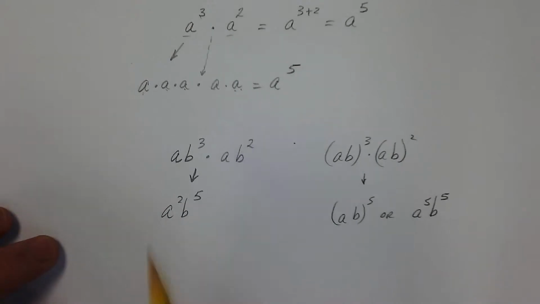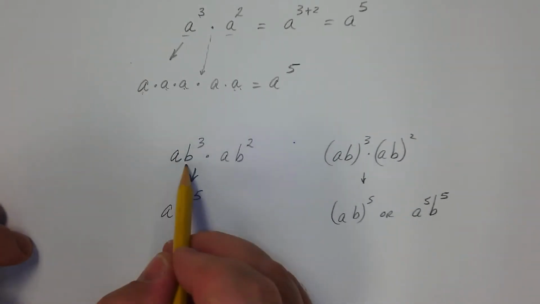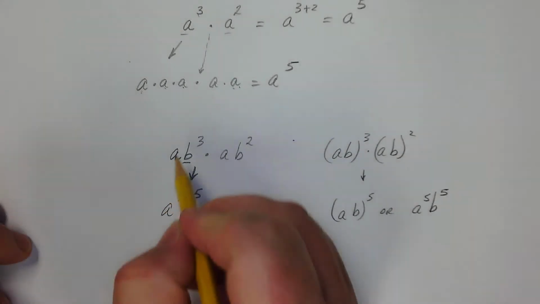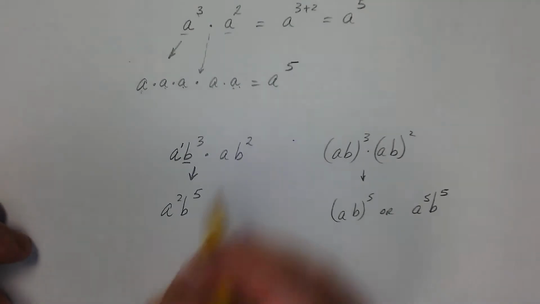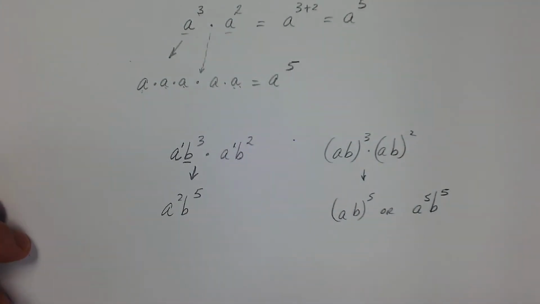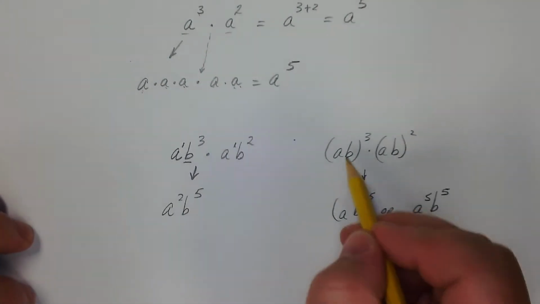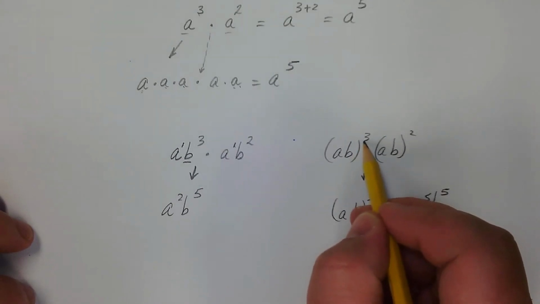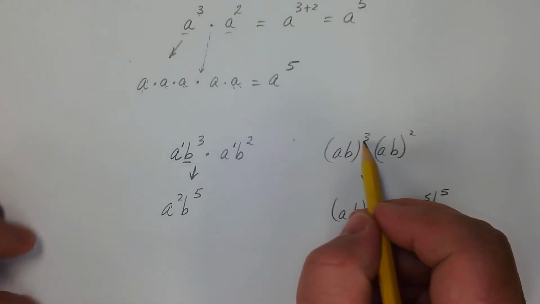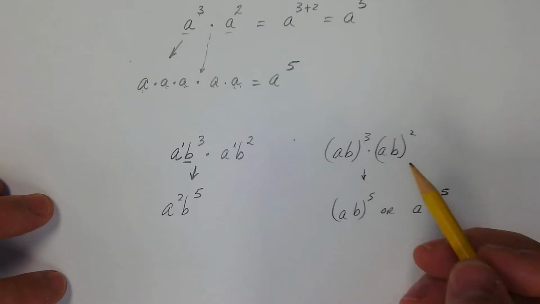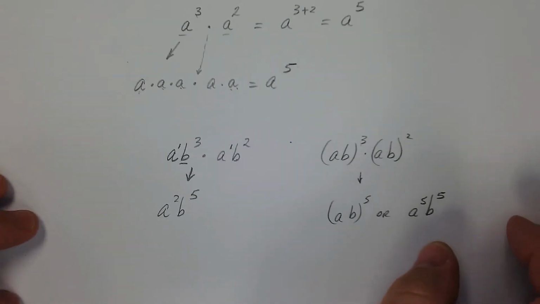The reason why is, you see this right here? Only the b has the exponent of 3. This has an exponent of 1. This has an exponent of 1. The b has an exponent of 2. Do you see? Here, a and b both have an exponent of 3. They're grouped together with that exponent. So be really, really careful with that.